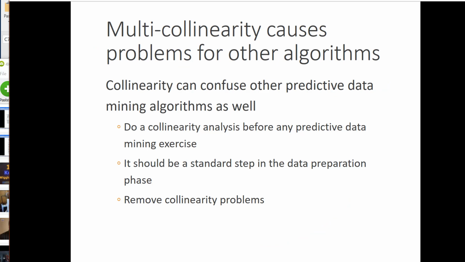In addition to causing problems for multiple linear regression, collinearity can cause problems for other predictive algorithms as well. The algorithms can have a hard time separating out the contributions of highly related predictors. So you want to do a collinearity analysis before you do any predictive data mining. It should just be a standard thing that you do, and you should remove collinearity problems, or at least evaluate them, and make sensible decisions about collinearity.